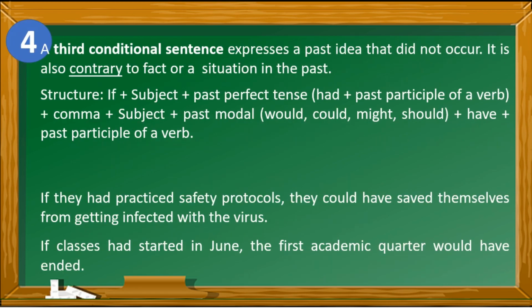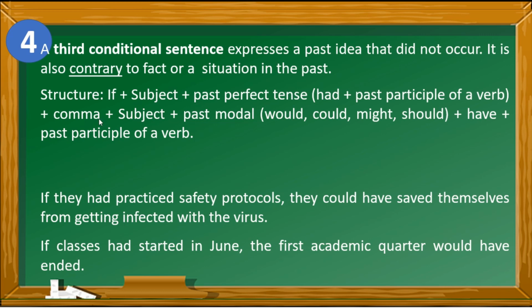Number 4. A third conditional sentence expresses a past idea that did not occur. It is also contrary to a fact or a situation in the past. Structure is if plus subject plus past perfect tense. And how are you going to form a past perfect tense of a verb? So you are going to use had plus past participle of a verb. Example, had written, had chosen, had selected, like that.